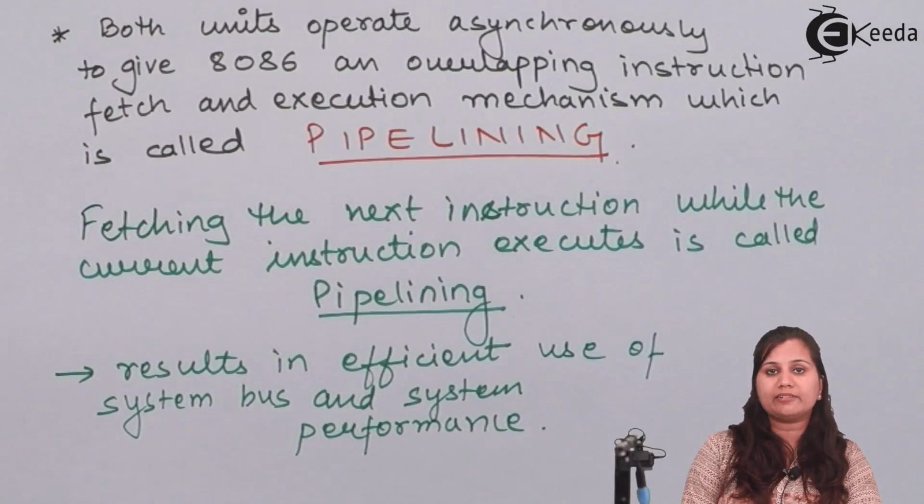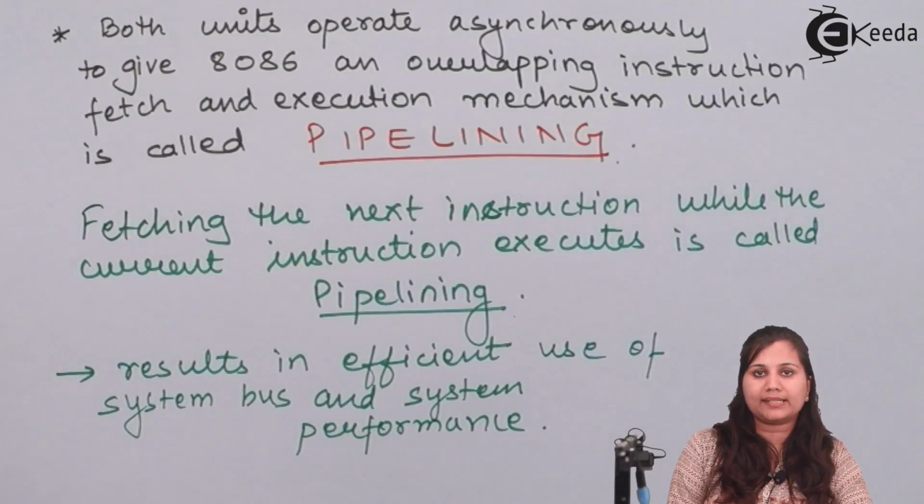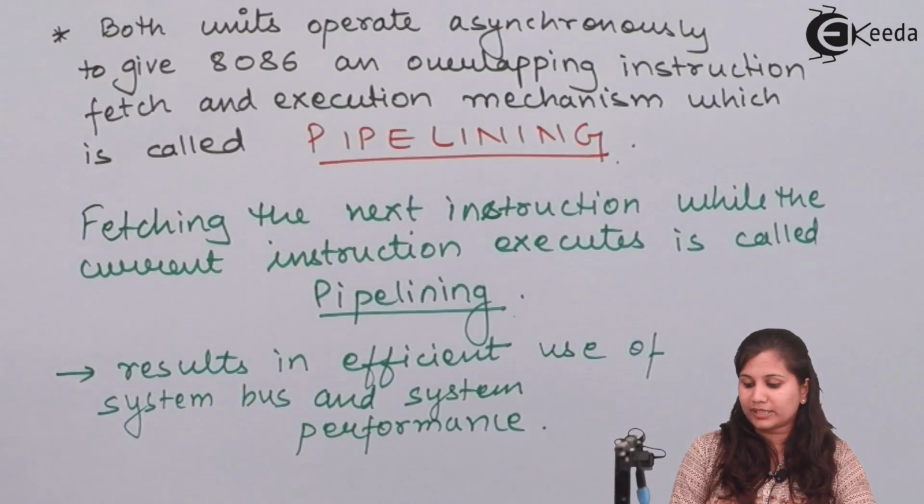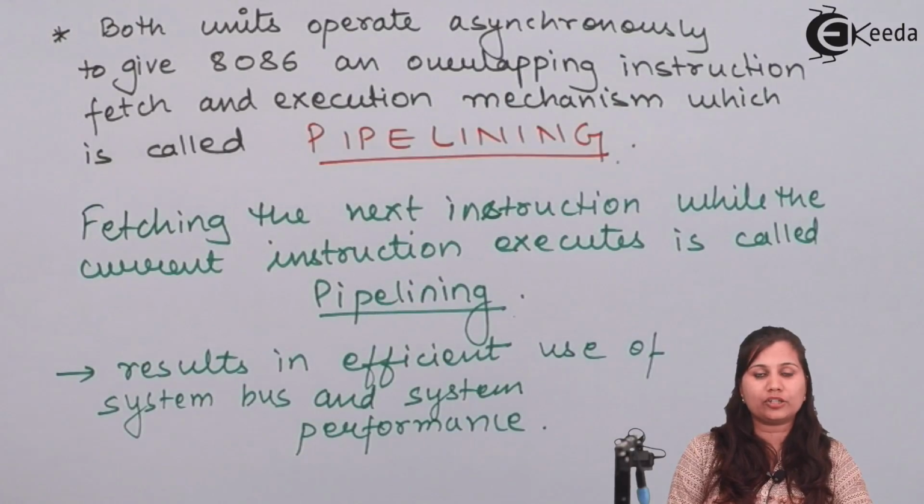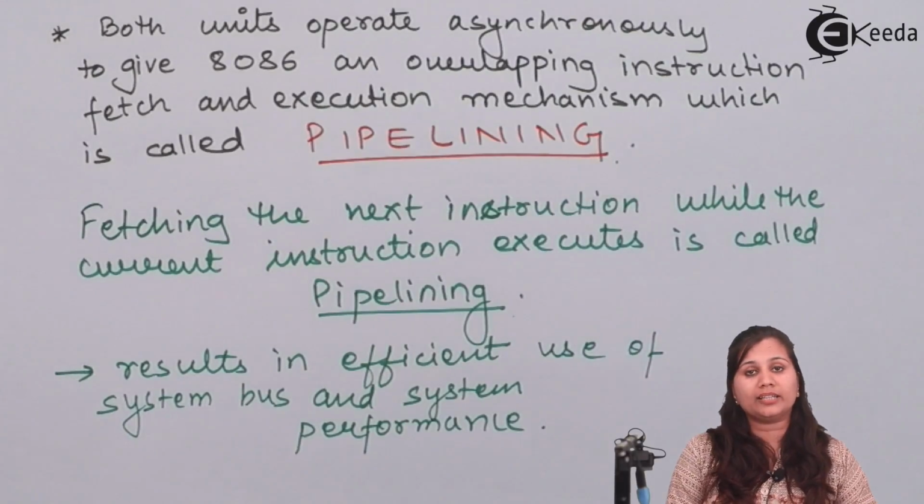So this is an additional feature in the 8086 microprocessor, because it has the bus interface unit and execution unit which are operating asynchronously. So the fetching and the execution are independent of each other. While the current instruction is being executed, the next instruction has already been fetched.